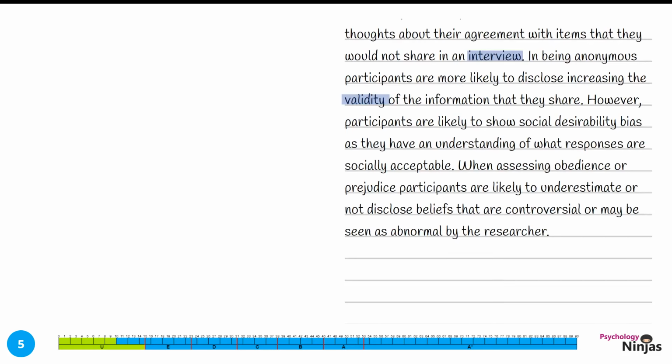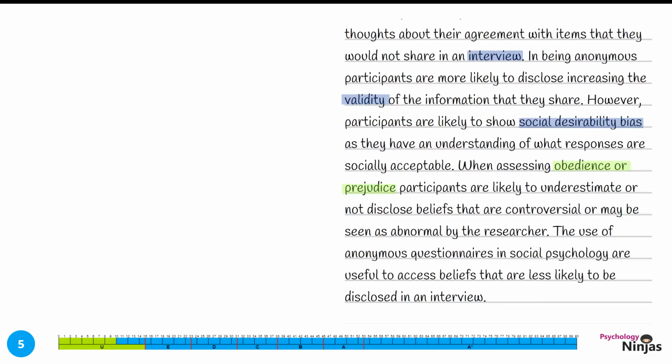We've clearly shown our psychological knowledge by talking about social desirability bias, a particular problem with self-report techniques. We've linked this into social psychology by saying this is a particular problem when assessing obedience or prejudice. We're going to complete our paragraph by giving a judgment about whether we should use questionnaires for social psychology. The use of anonymous questionnaires in social psychology are useful to access beliefs that are less likely to be disclosed in an interview. We've clearly explained our judgment by saying they're useful to access beliefs.